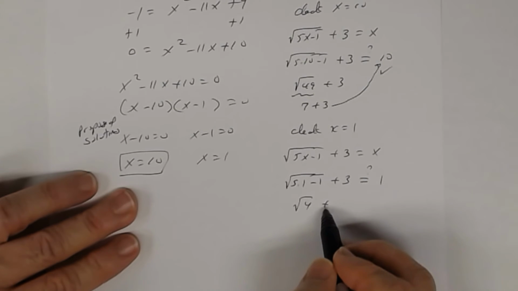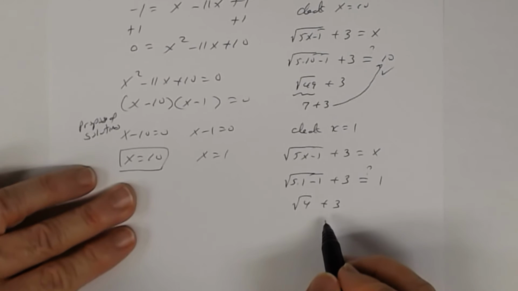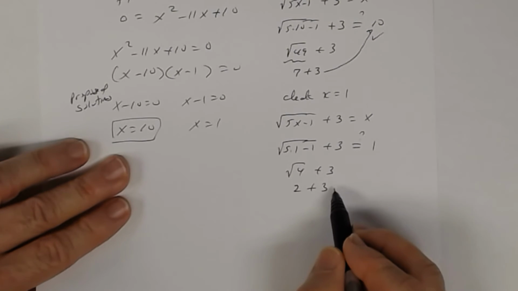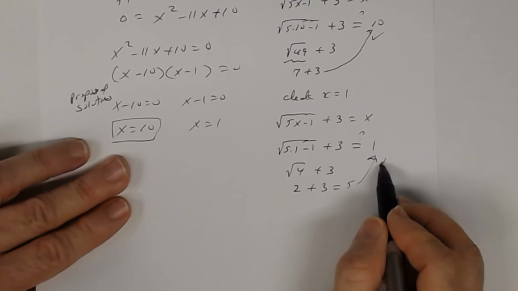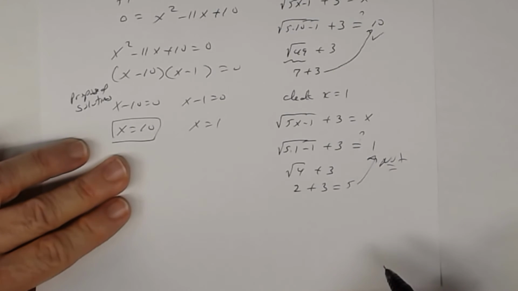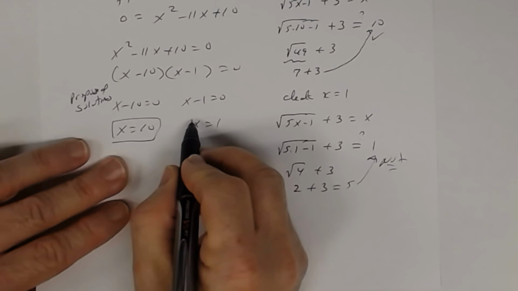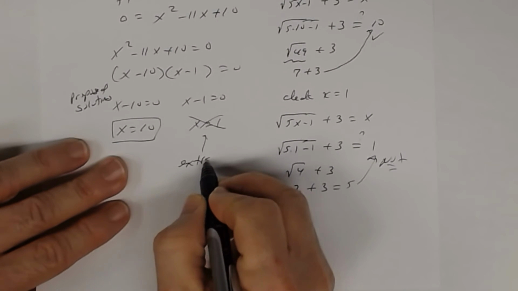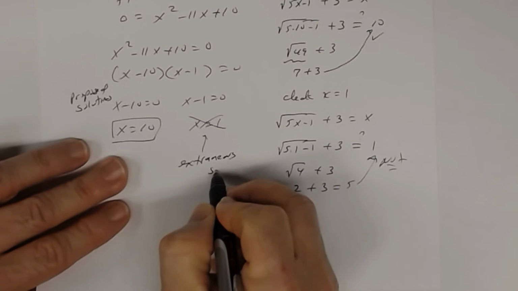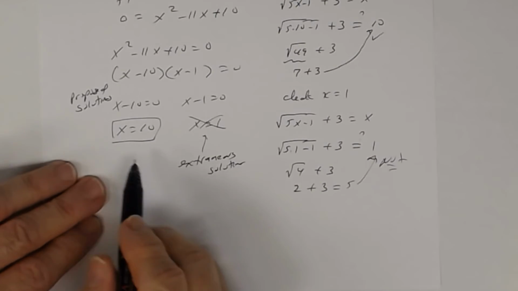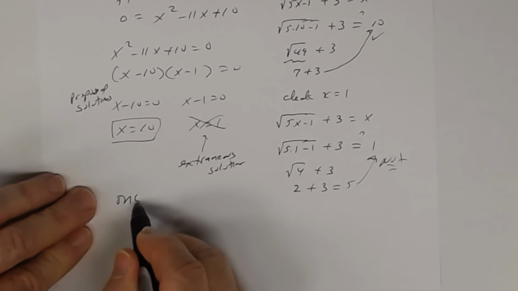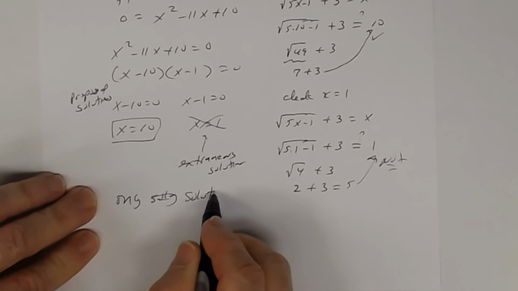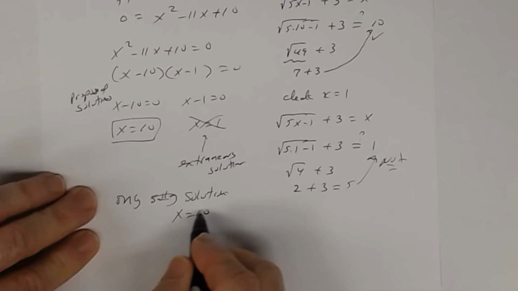Now, is the square root of 4 plus 3 equal to 1? That's the question. Well, the square root of 4 is 2, and 2 plus 3 is equal to 5, which is not what this is supposed to equal. So that means x equal 1 is your extraneous solution. That's an extraneous solution. So the only solution is x equal 10.